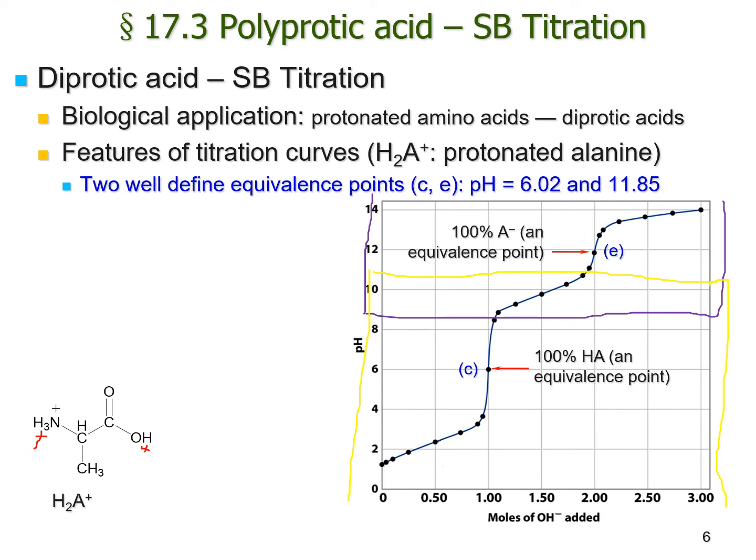And so here we have two equivalence points indicating two protons in such an acid. For the first one, point C here, is where this acid starts to lose this proton.